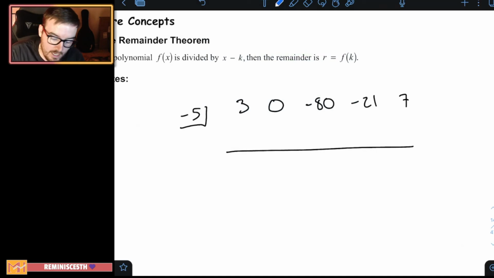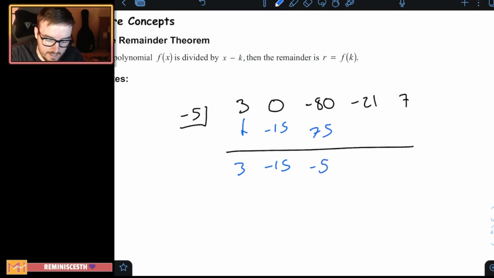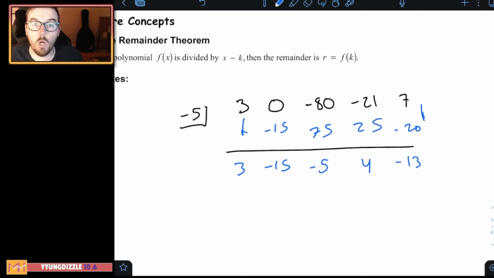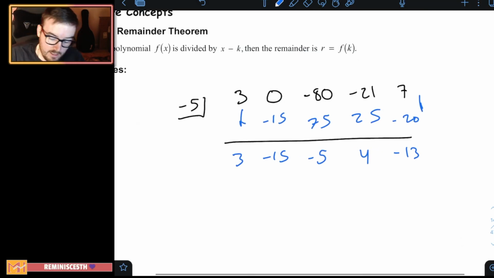This is quick division. 3 plus nothing is 3. Multiply by the number in the box. 3 times negative 5, negative 15. And add down. 0 plus negative 15 is negative 15. Multiply by the number in the box. Positive 75. And add down. Negative 80 plus 75, negative 5. Multiply by the number in the box. Positive 25. And add down. 25 minus the 21 is 4. Multiply by the number in the box. Negative 20. And add down. Negative 13. Boom. Just like that.